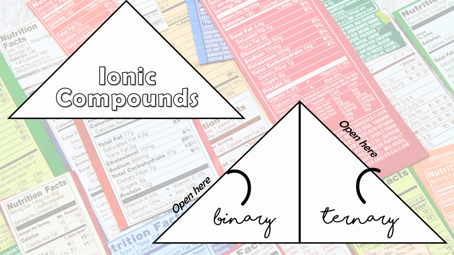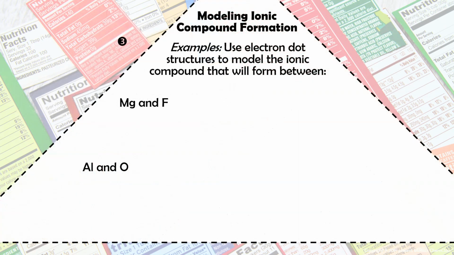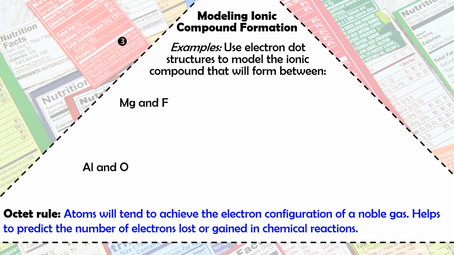Now we're going to open up both sections and work on some modeling. So first things first, you're asked to use electron dot structures to model the ionic compound that will form between these compounds. Now this experience is most similar to what you were doing with the chips and playing the game in the stations. So whenever we're showing modeling, we always have to start with the valence electrons.